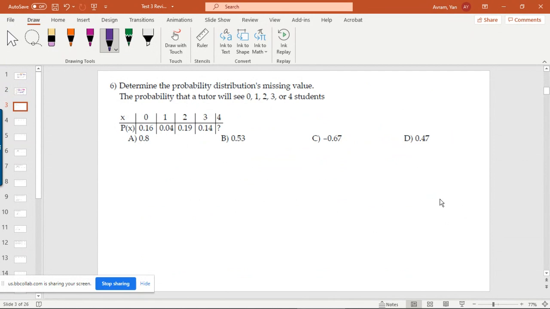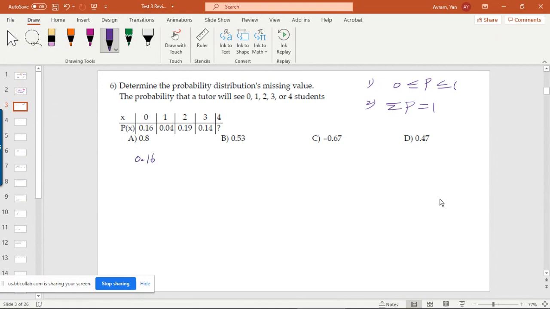Number 6, determine the probability distribution for the missing value in here. Well, one thing is we have to know the probability is always greater than or equal to 0 and less than or equal to 1. That is the probability characteristic. The second one is the probabilities always add up to 1. So in one table, the sum of all the probabilities must be equal to 1.